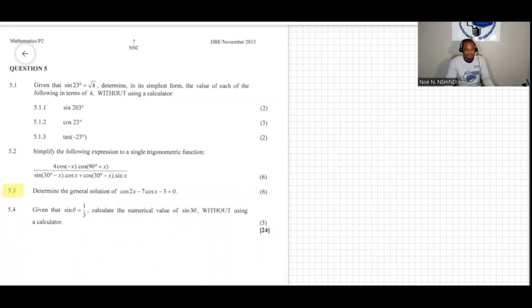Well, we have question 5 here, and in the previous videos, we did question 5.1 and 5.2. Now I'm going to do question 5.3, and the question says, determine the general solution of cos 2x minus 7 cos x minus 3 equal to 0. All right, I'm going to write the question here, 5.3. What we have is cos 2x minus 7 cos x minus 3 equal to 0.